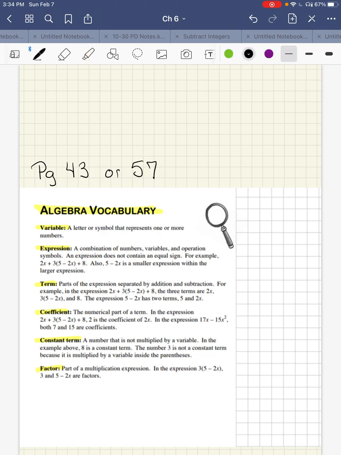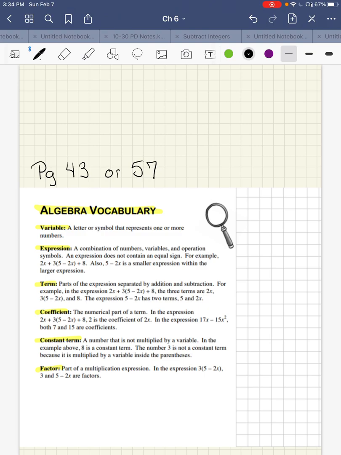Okay, so variable, you should know what that means. A letter or symbol that represents one or more numbers. Often we're using x for our variable, but it can be any letter really. Expression, you've seen them, but an expression is just a math statement that doesn't have an equal sign. You can see the examples there. A term, we've talked about some of these already earlier this year. A term is that part of the expression separated by addition and subtraction.